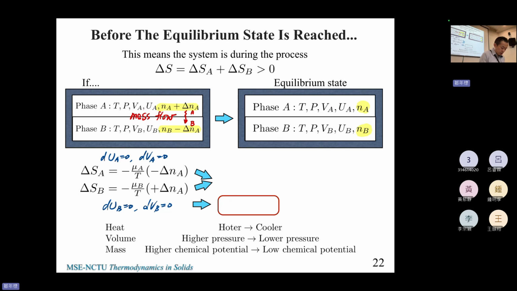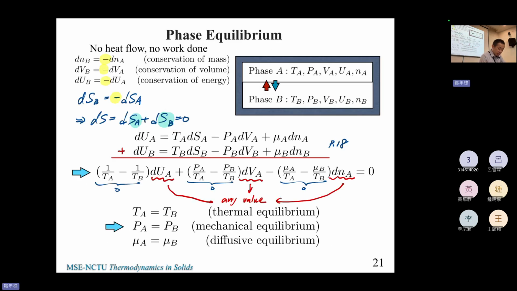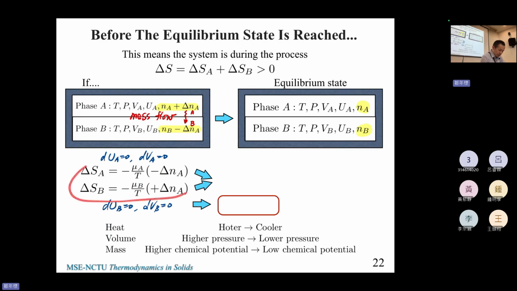Okay, so now delta SA plus delta SB here greater than 0. What is delta SA? Mu A times minus delta NA. Where does it come from? Yeah. So you can see the delta UA, UB are all fixed. VA, VB fixed. So you can see that the only two things left is T dS, mu dN. Okay. So here is something left because they are all 0 now.